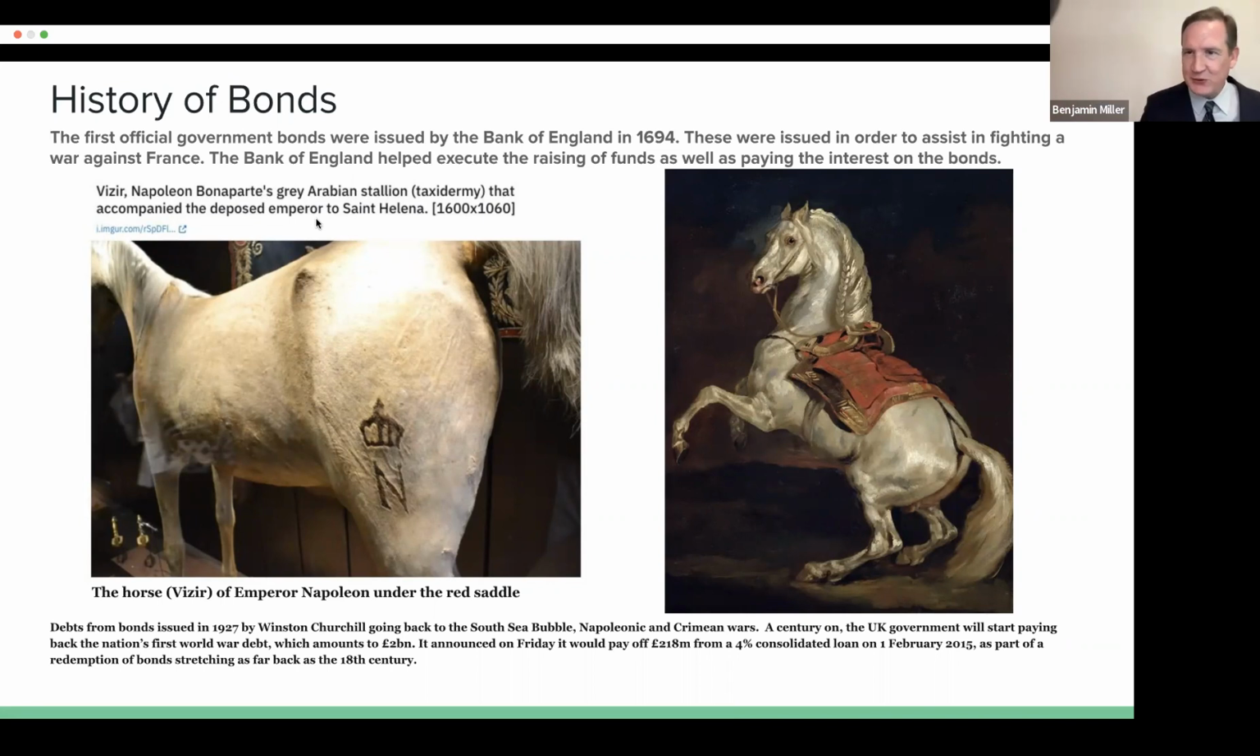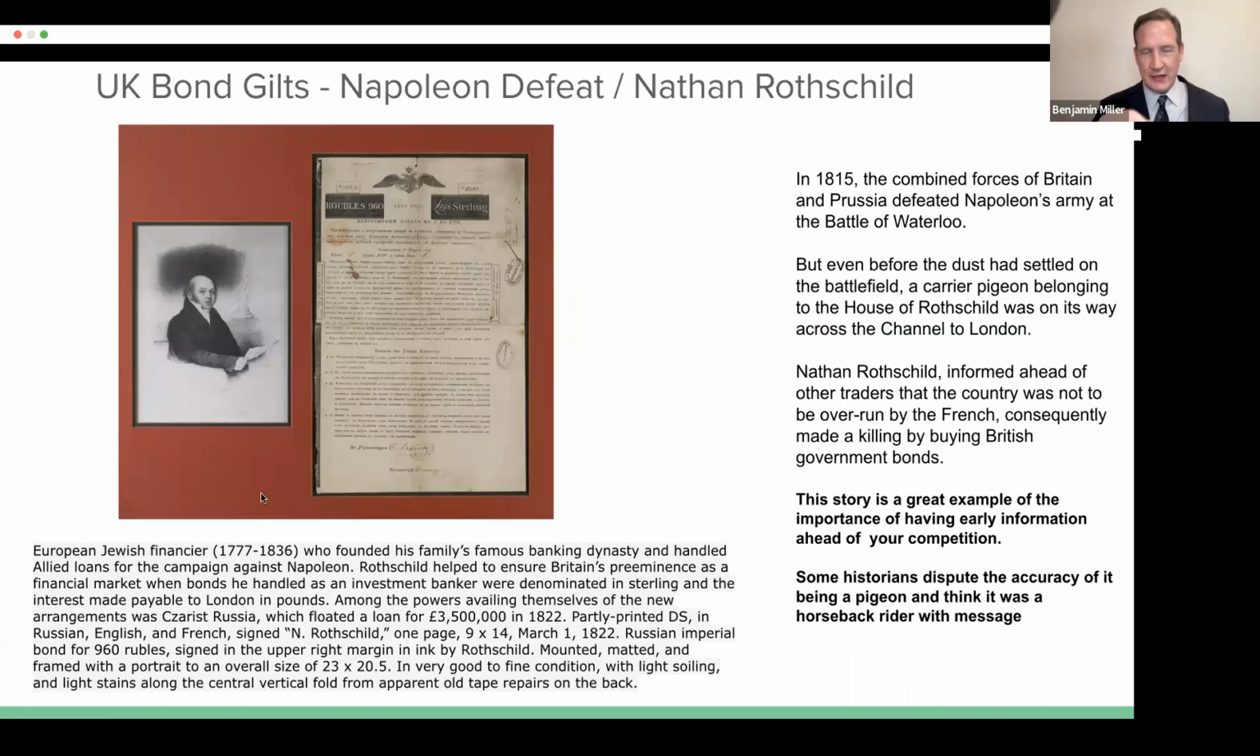And this is a very interesting picture. What you've got here is the actual horse that was Napoleon's horse, one of his horses. He had several, but this is in a museum in France. The horse's name is Vizier. And you can actually see on the horse the little N for Napoleon and the brand, which it's fascinating that this horse is still in a museum. But the point of the history is that it originated out of wars, and that was part of what the history of it is.